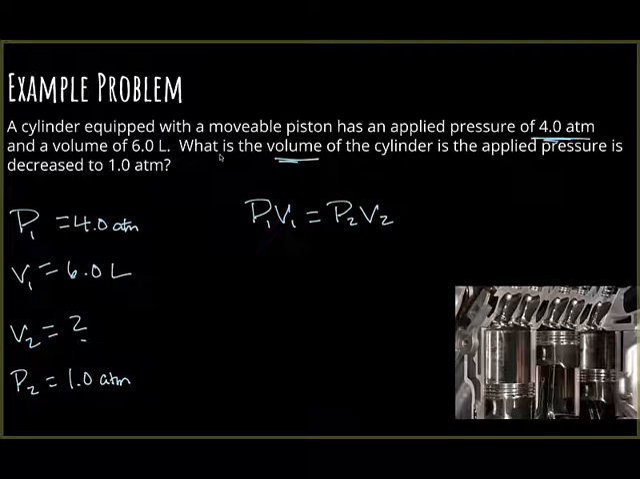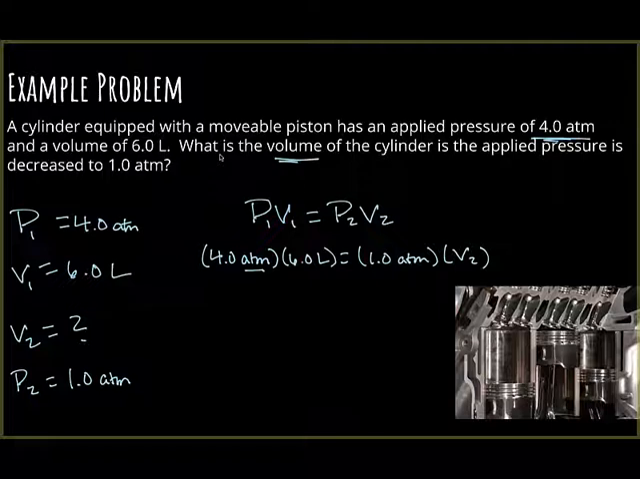So all I have to do to solve this is to sub in those variables. So P1 was 4 atm, V1 was 6 liters, P2 was 1 atm, and V2 is what I'm solving for. Now, when we do these gas laws, it doesn't matter what the pressure unit is as long as the initial and the final pressure are the same. Same goes for volume. It doesn't matter which unit it is as long as the initial and the final volume are the same unit.